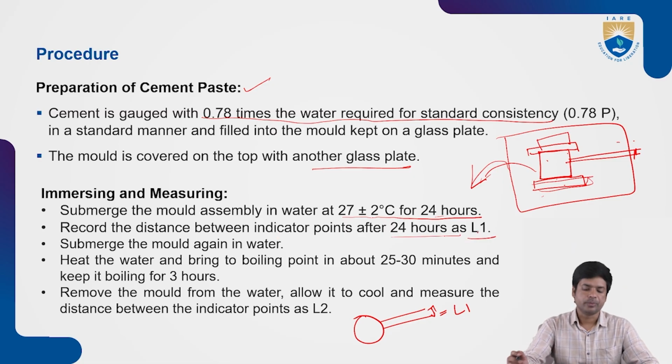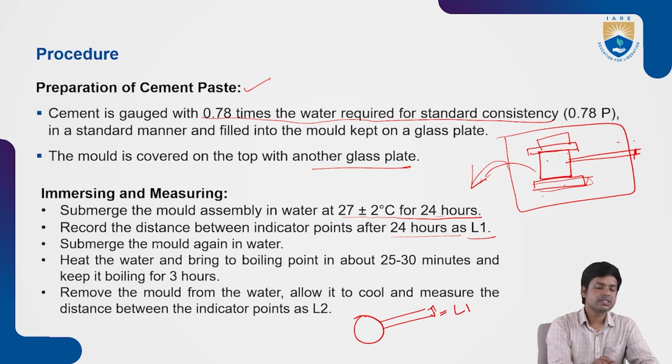Now submerge the same total setup again in the water bath after measuring the initial distance. Heat the water and bring it to the boiling point in about 25 to 30 minutes, and keep it boiling for 3 hours.